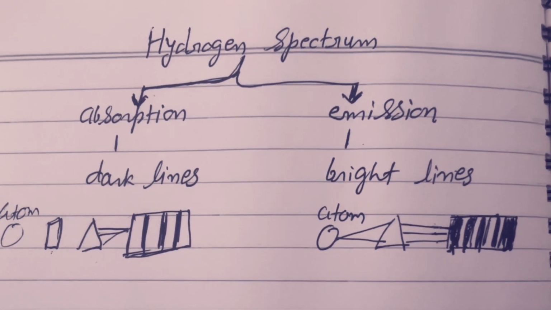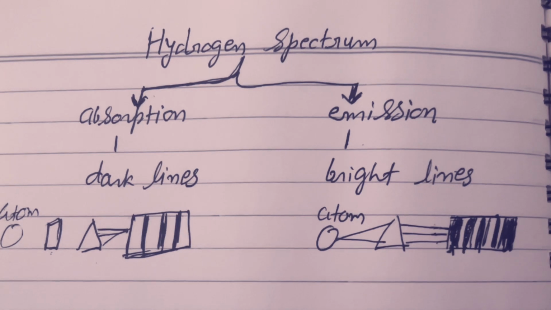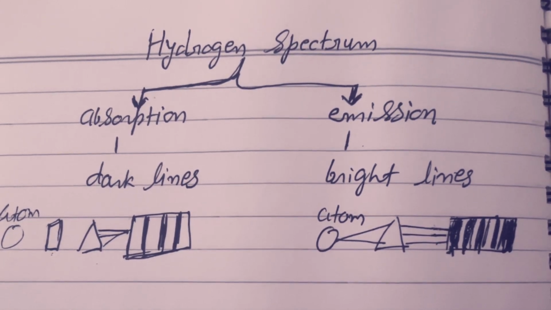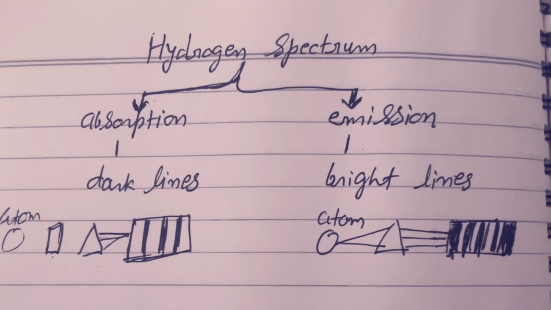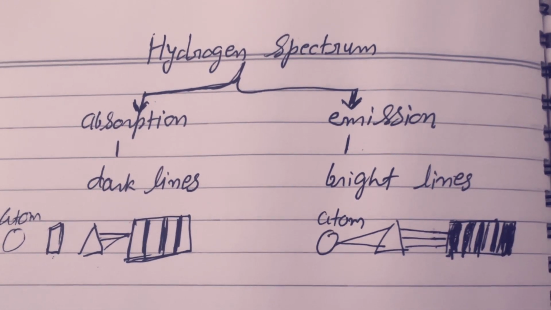Bright lines mean energy emission and dark lines mean energy absorption. Energy is emitted when an electron goes from a higher to a lower energy level. And energy is absorbed when an electron goes from a lower to a higher energy level.